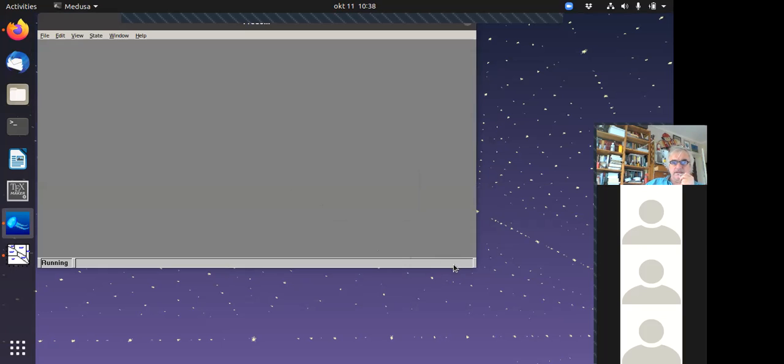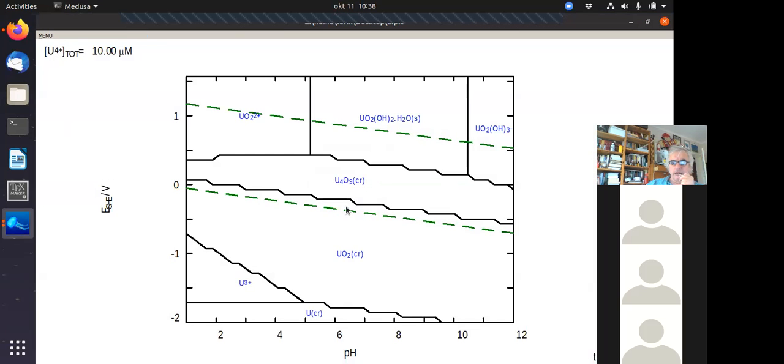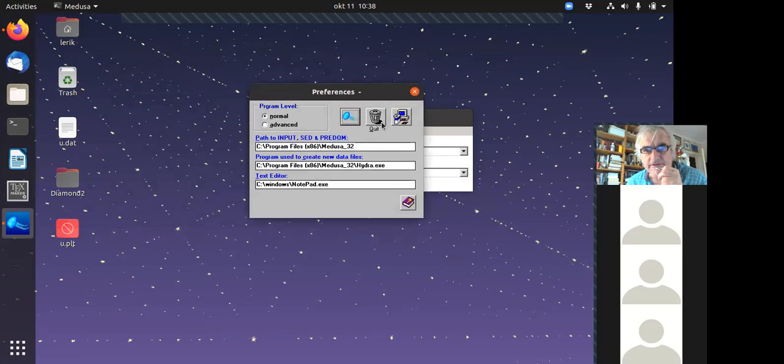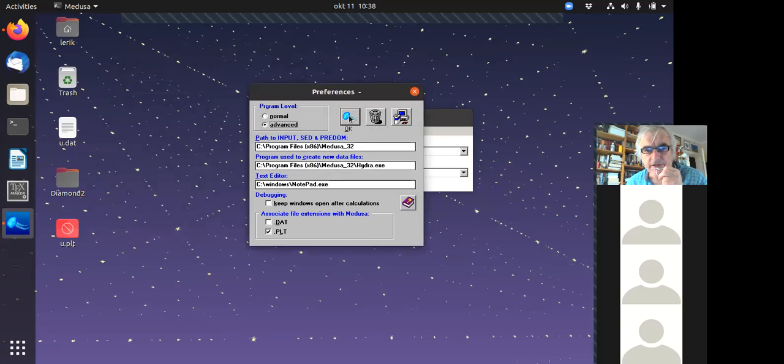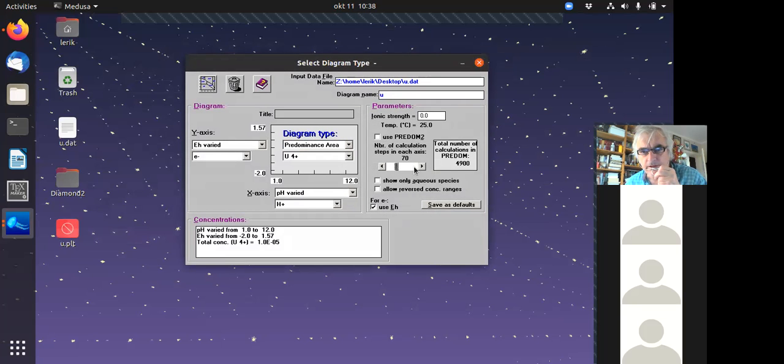And then, since the underlying software is, yeah, here it is. This was not very nice. Let's redo it. It's a bit bad lines. Let's go to preferences. First, we should use advanced level. Run. Make a diagram.